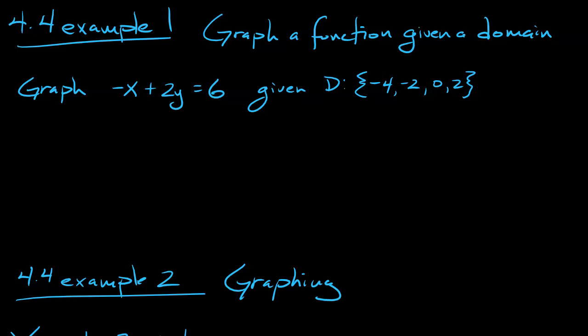So the first style question is graphing a function given a domain. Now what this means is we're told what numbers to use only. So we're basically being told the numbers to put in a table. So we are told -4, -2, 0, and 2 are the numbers that I want in for x's, because the x's were the domain. Well, the y's are what we're trying to figure out.